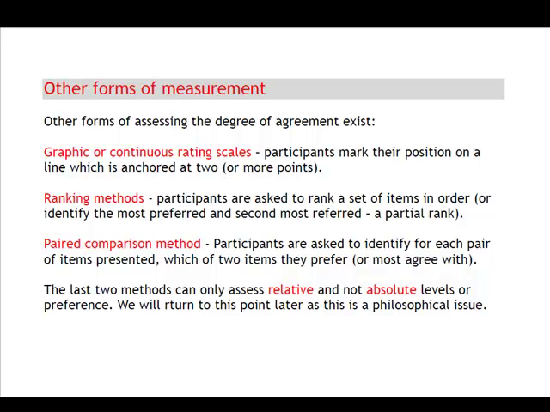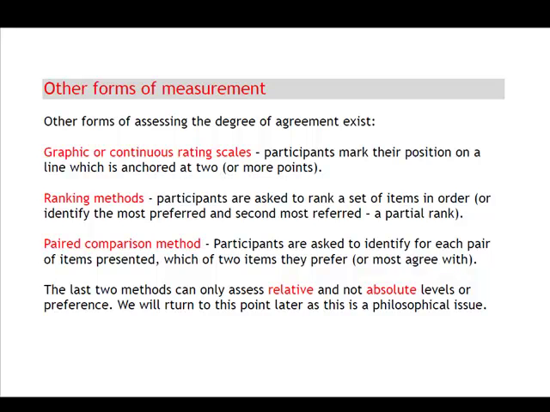Yes, there are other forms of measurement which I'm not really going to focus on. You can have continuous rating scales. You have a line and you're asked to put a cross on the line with some form of anchor points at either end. So you can have an anchor point measuring strongly agree, an anchor point measuring strongly disagree, and then you put a cross somewhere on the line and you measure the distance. That will convert a kind of ordered scale into a continuous scale.